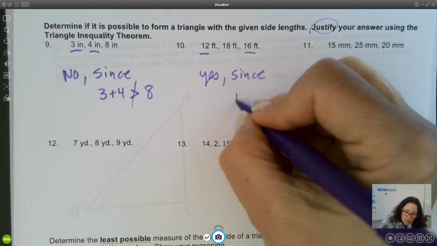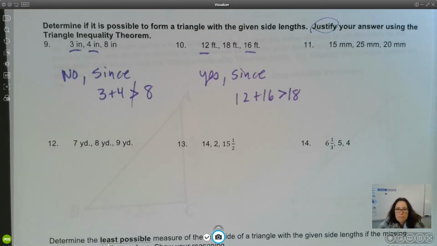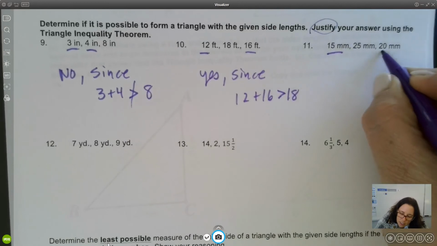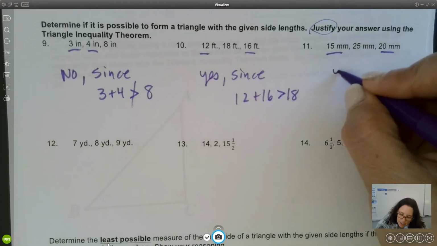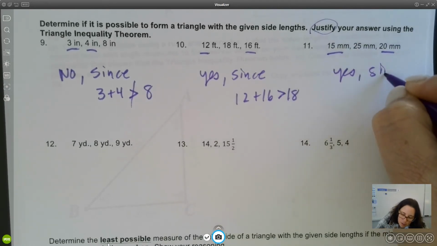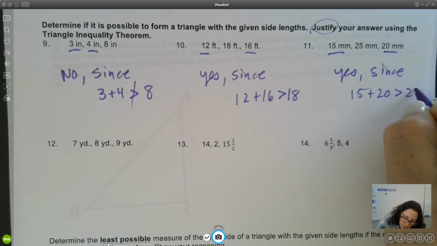Since 12 plus 16 is bigger than 18. Okay, this guy: the two smallest, 15 and 20, added together. Is that bigger than 25? Yes, since 15 plus 20 is bigger than 25.